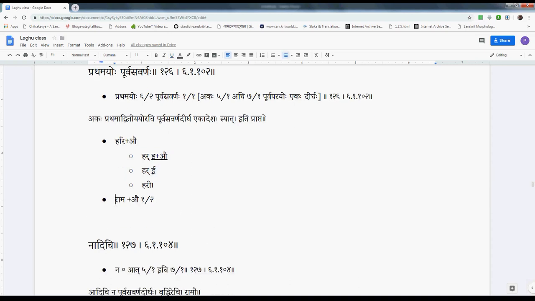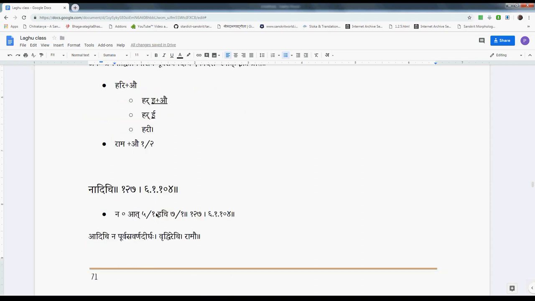Now see Iti Prapte. Iti Prapte, what happens? Nad Ichi. Na Ad Ichi. Na purva savarna dirgha. There is apavada. Na is there. So purva savarna dirgha na bhavati. Here you have the anuvritti of all of those: Purva, Savarna, Ekaha, all that is there. And dirgha is also there. So purva savarna dirgha na bhavati. Then what will happen? You are telling me what does not happen. What will happen? That we already studied.